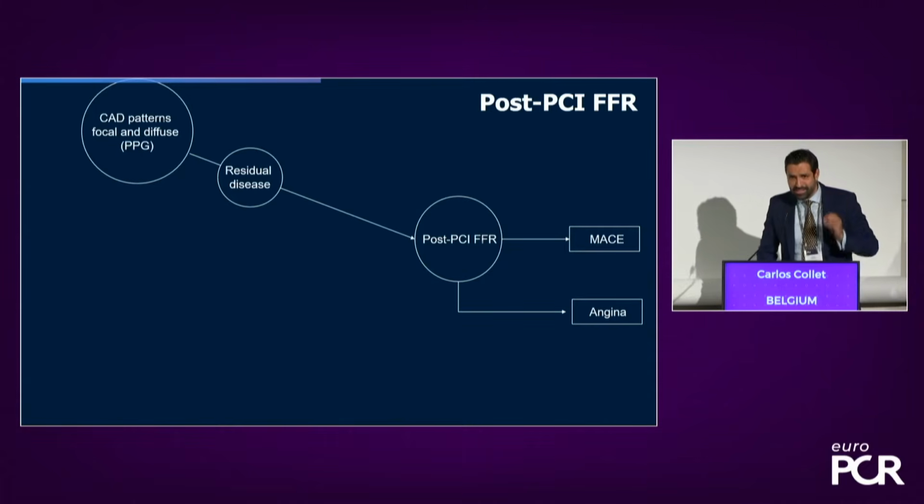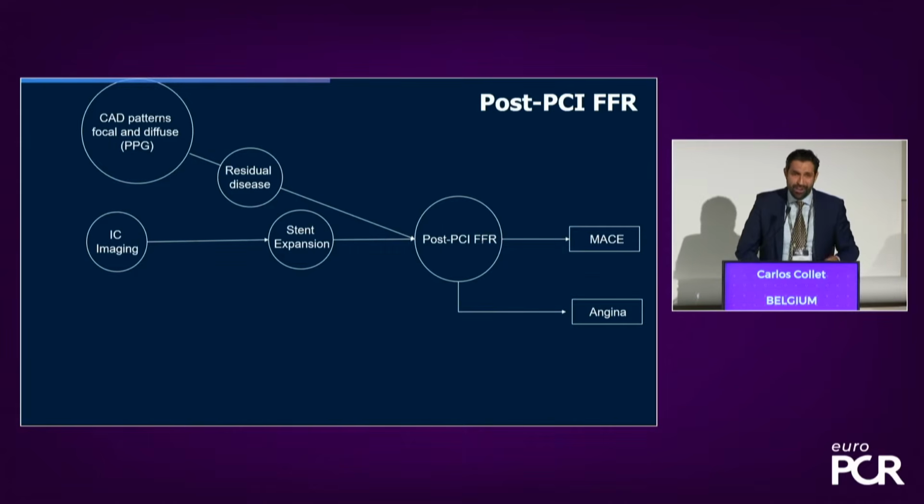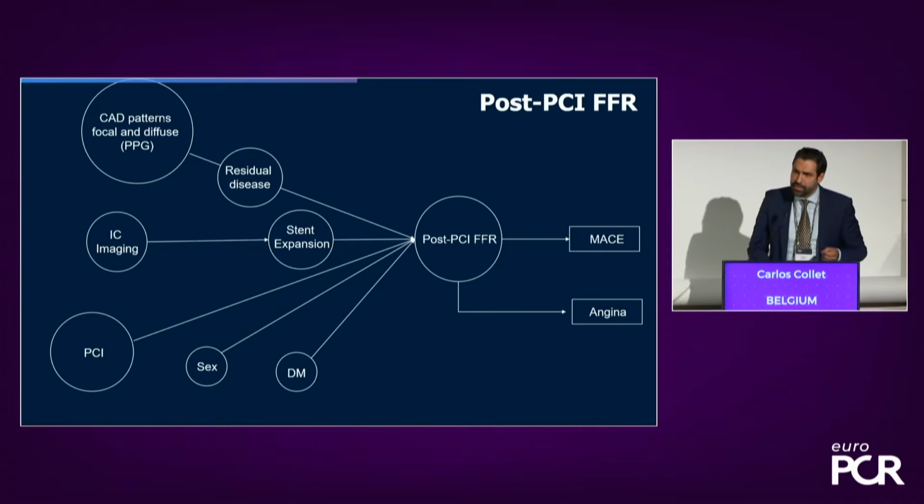Post-PCI FFR depends on the disease pattern. Diffuse disease is associated with lower post-PCI FFR. The use of intravascular imaging for stent optimization has also been shown to increase post-PCI FFR. The PCI technique itself can also impact post-PCI FFR and other baseline characteristics.